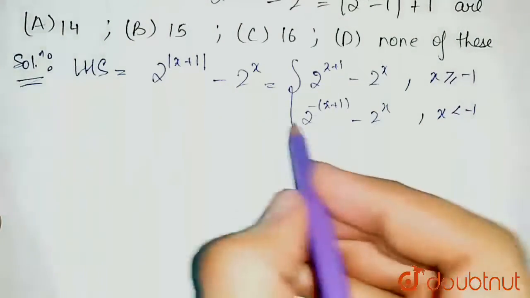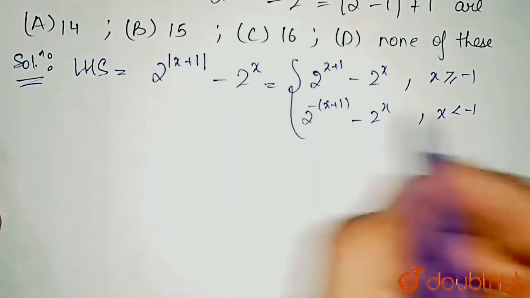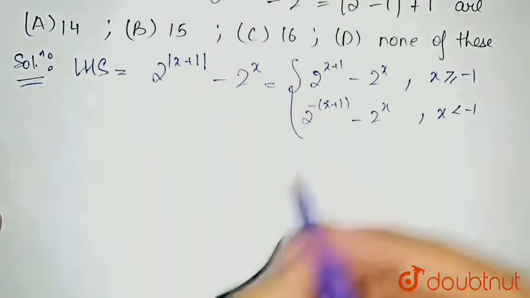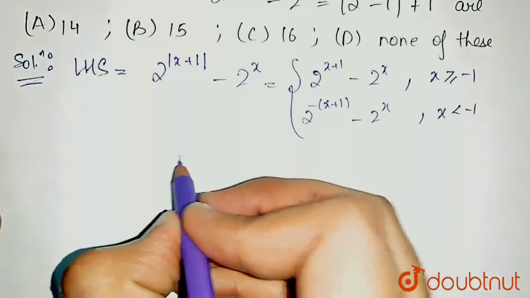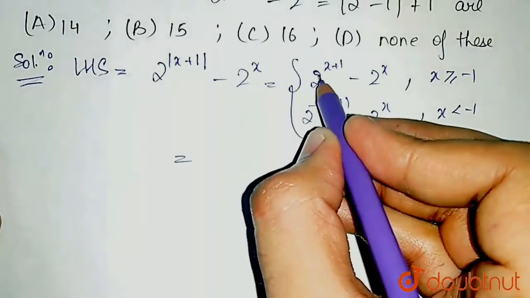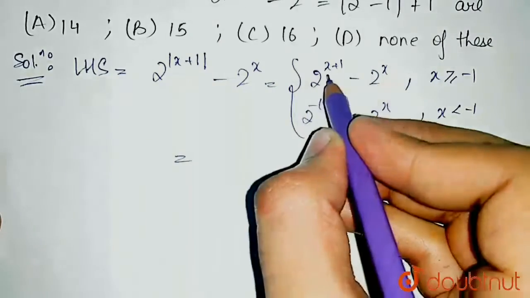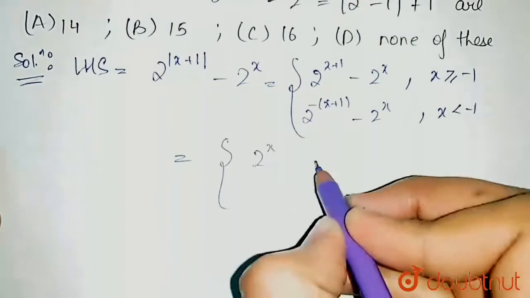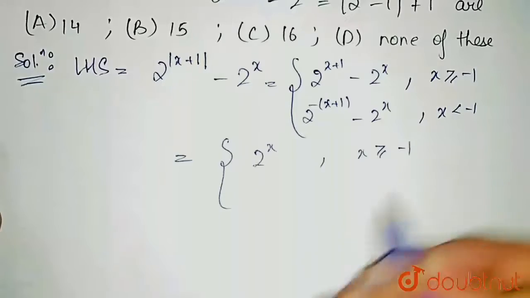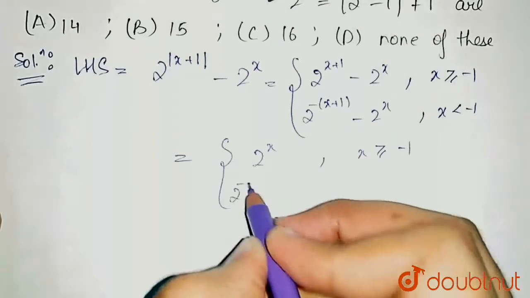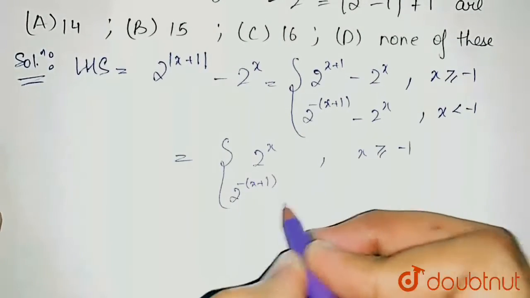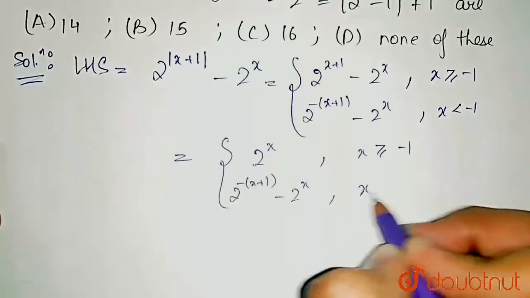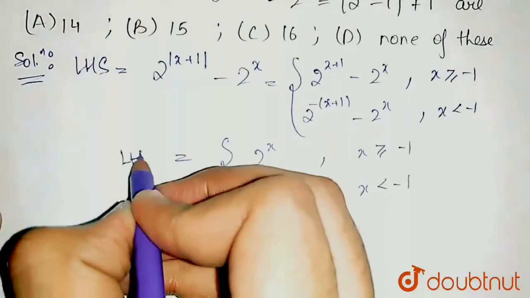This is the property of mod, that if x is less than the critical point, then it would introduce a negative sign. So now if 2 raised to the power x is taken common, then we'll have 2 minus 1. So this is equal to 2 raised to the power x only if x is greater than or equal to minus 1, and here it is equal to 2 raised to the power minus of (x+1) minus 2 raised to the power x if x is less than minus 1. This is the LHS.